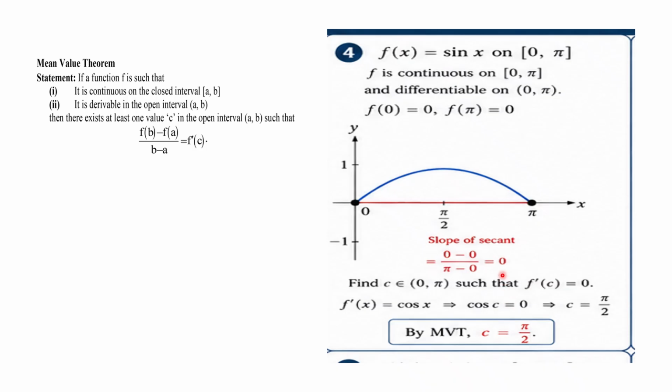We have to find c, so c is equal to pi by 2. c is equal to pi by 2, and it belongs to the open interval. By the mean value theorem we have to find the value of c, which is pi by 2. If you write cos x, then cos pi by 2 is equal to, of course, 0. Here it is equal to the slope of the secant line.